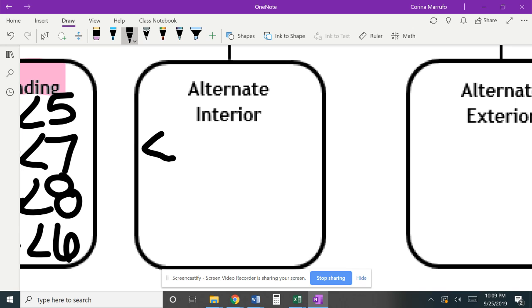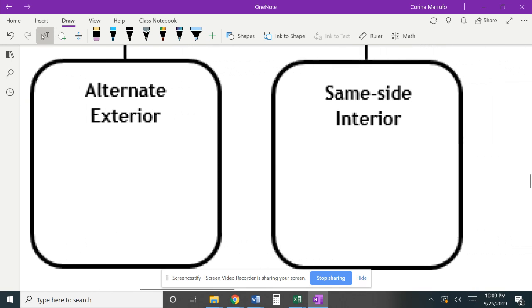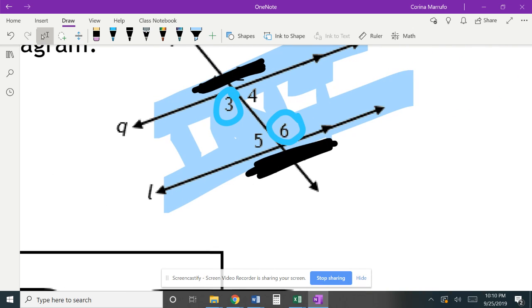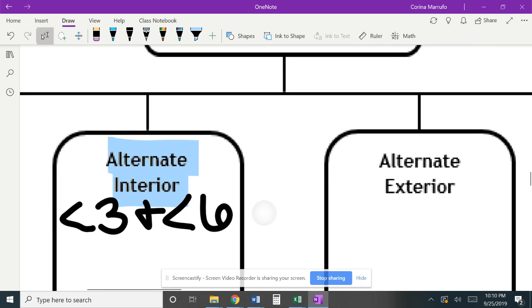So angle 3 and angle 6. Okay, so now I'm going to look at the next pair. We already said 3 and 6. Now if we look, 4 on the opposite side of the transversal on the inside of the parallel lines is angle 5. So angle 4 is alternate interior to angle 5.